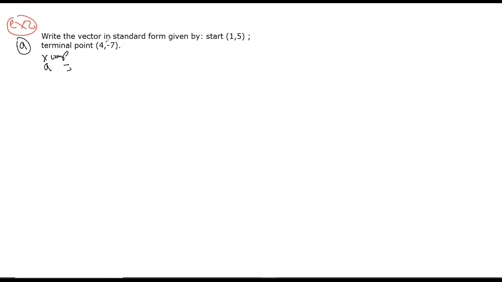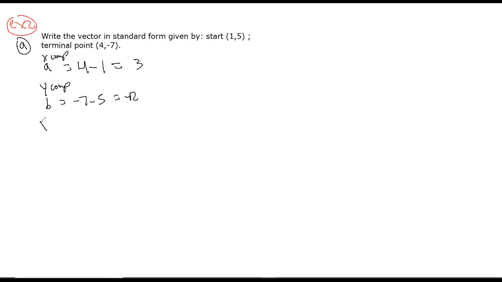Well, the x value of the second point is 4. The x value of the first point is 1. 4 minus 1 is 3. That's it. The y component, we said we'd call b. That's the difference of the y values, which are negative 7 and 5. But you got to make sure you're consistent with the order. So that's negative 7 minus 5, the second minus the first, which is negative 12. That's it. We're done. That's the whole problem.